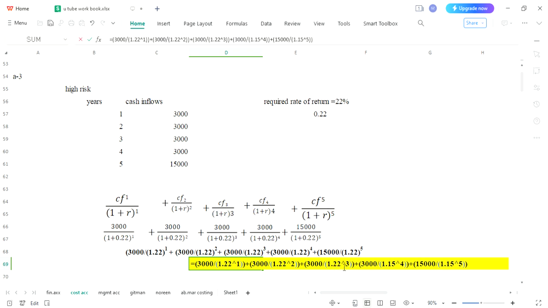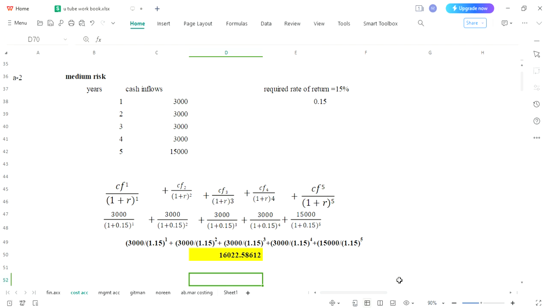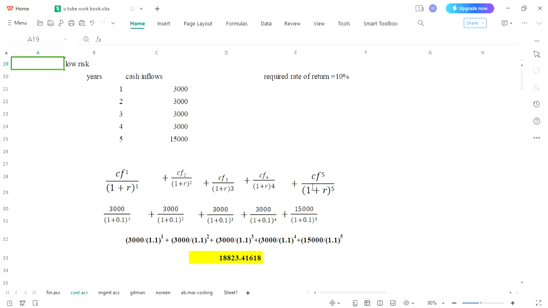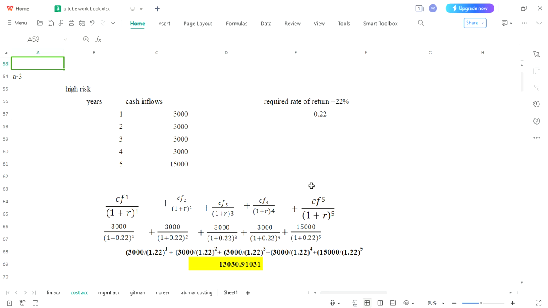So working on Excel gives you sometimes an extra help, and right now we have saved a lot of time of writing it again. So this was your last level of risk, that was high risk, 13030. Let's see what answer is given. 13030. In this way all parts of A, low risk, average risk, high risk, are completed. This was low risk, 18823, medium risk and high risk are completed.